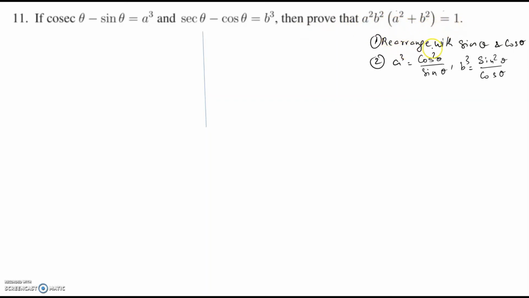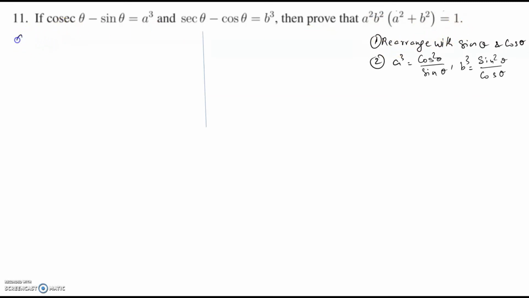So, here what we would do is rearrange these two expressions with sin theta and cos theta. You would end up having a cube as cos squared theta by sin theta and b cube as sin squared theta by cos theta. Then substitute the values of a and b into this, and you will be able to prove it's equal to 1. So, let's start.